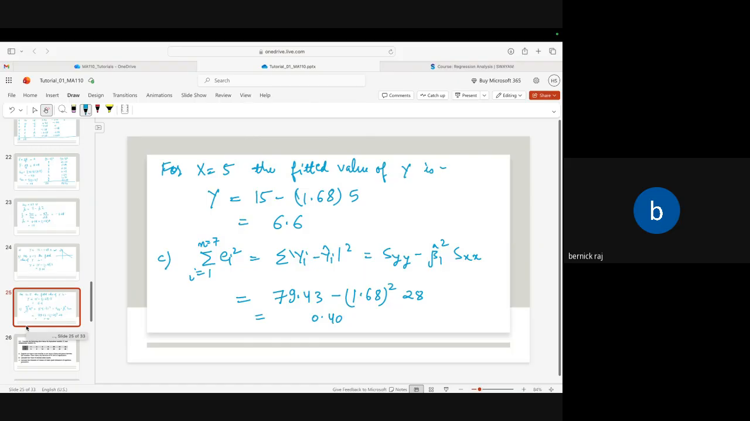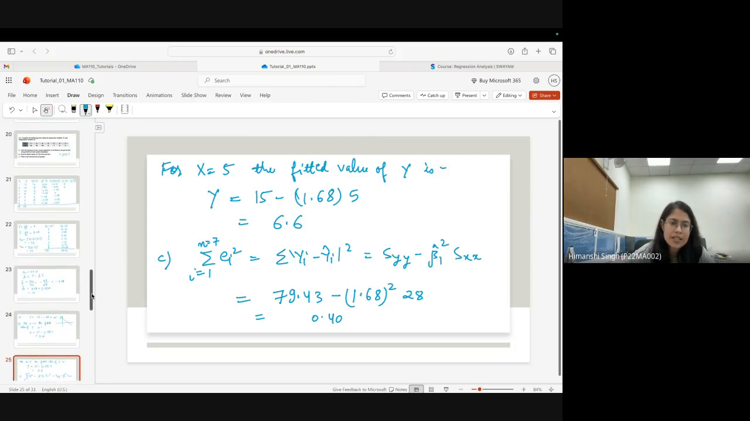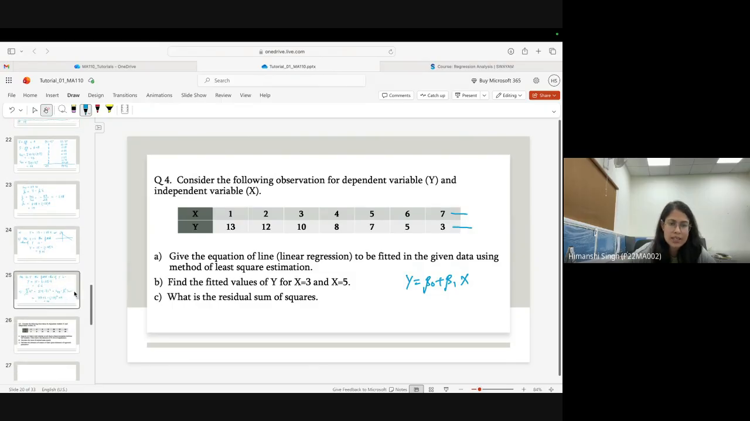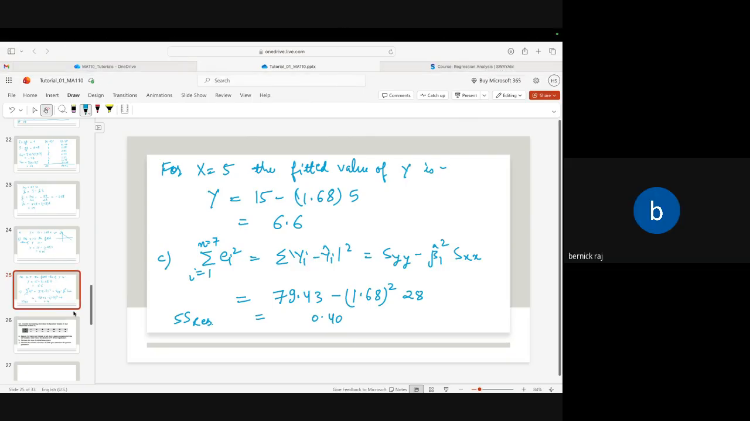Is this fine? Is this question fine? If there is any doubt, please ask. So what we have done is fit a line, found the fitted values for observations at x equal to 3 and x equal to 5, and finally found the residual sum of squares, that is SSRES. If there is no doubt, we'll move to the next question. Okay, madam.